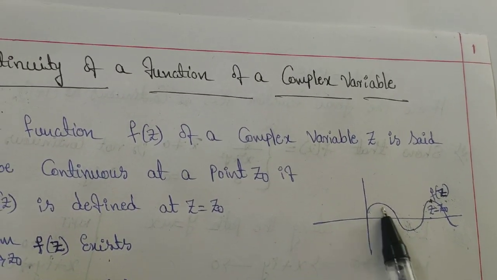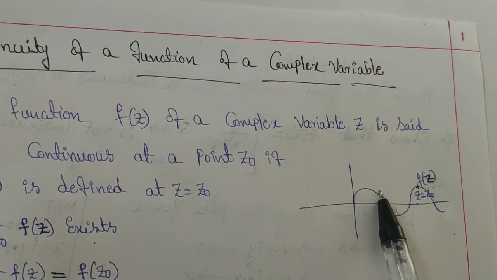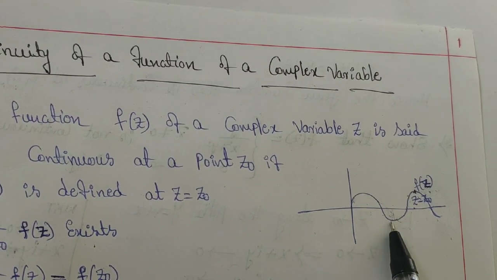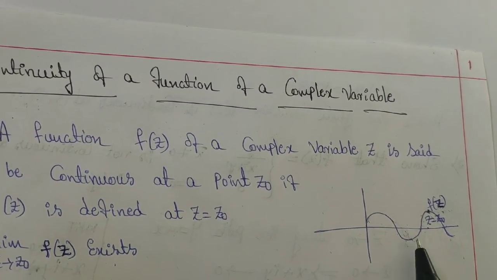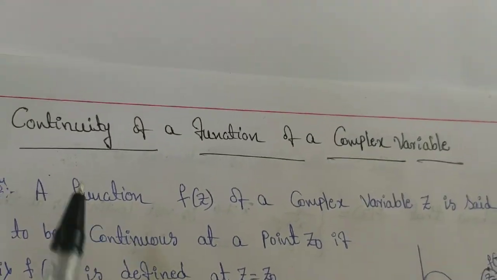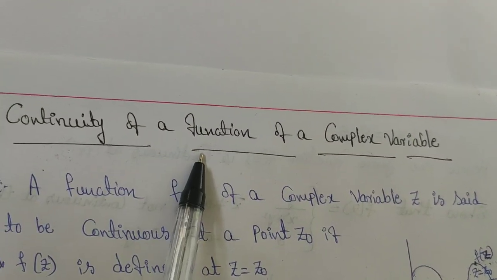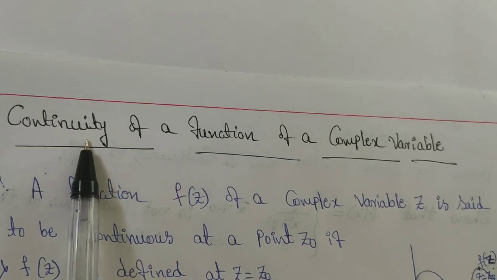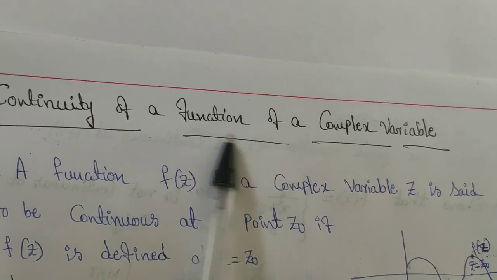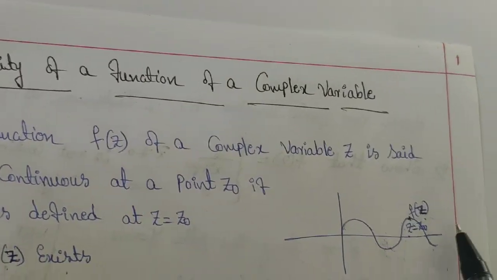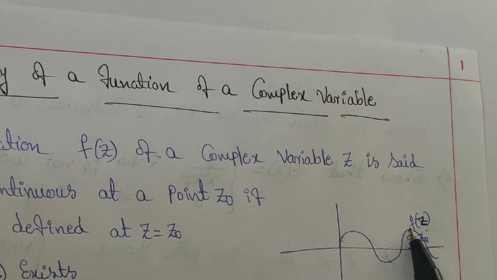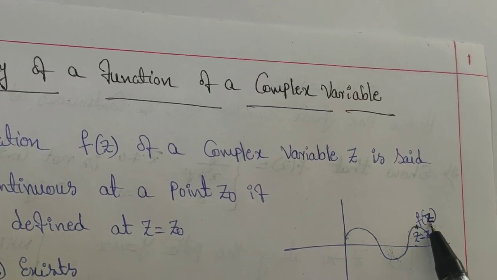That means if the line is formed by joining all the points without a gap, it is called a continuous line. Then what is meant by continuity of a function? To gain the definition, we have to consider a function first. So I considered f of z as a function. Why did I choose z?